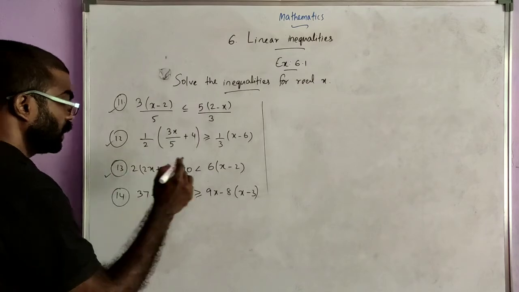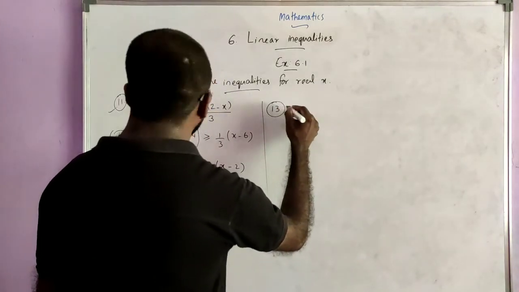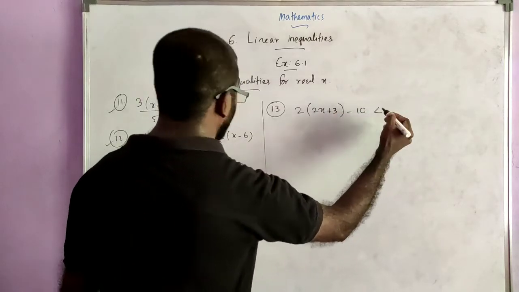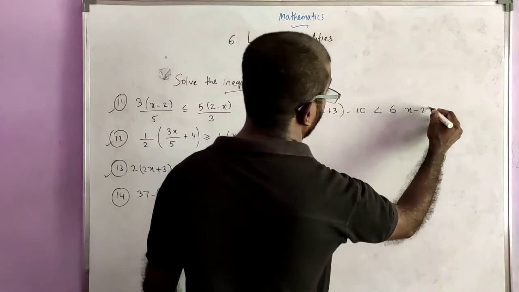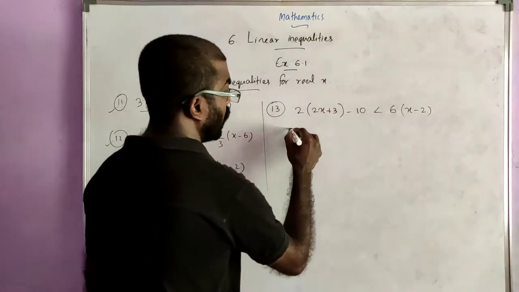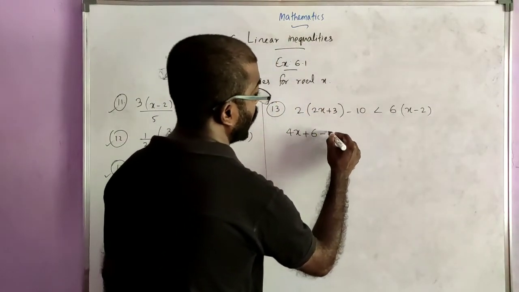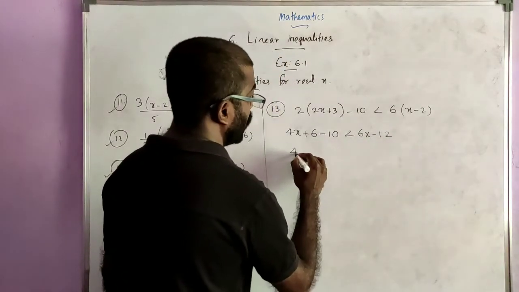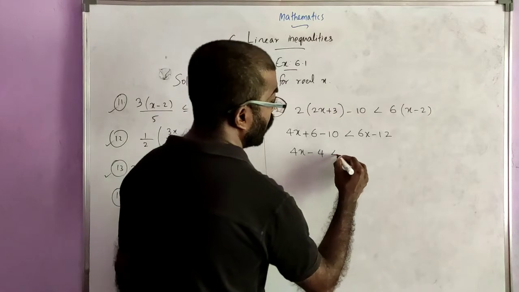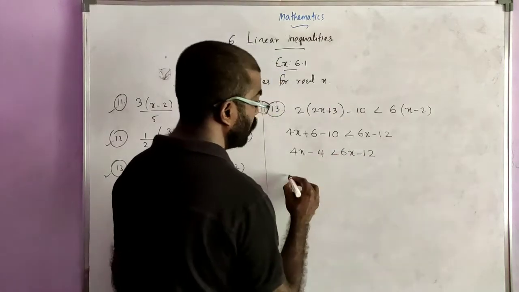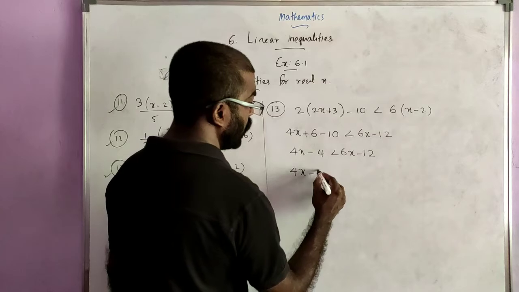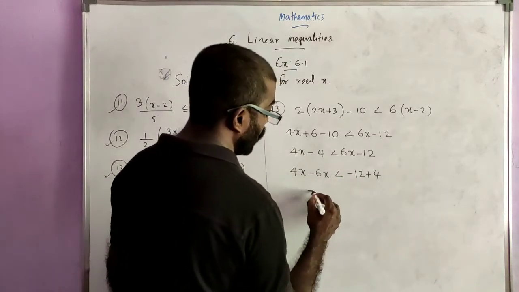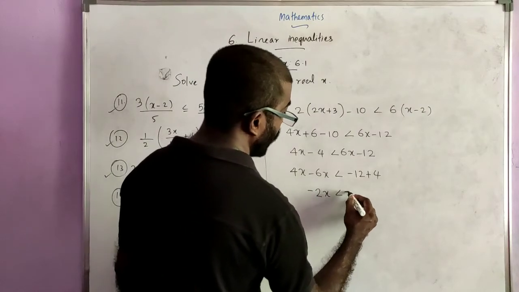Now we move on to question number 13. Here it is 2 into 2x plus 3 minus 10 less than 6 into x minus 2. Here we can multiply: 4x plus 6 minus 10 less than 6x minus 12. That is 4x minus 4 less than 6x minus 12. Now we can rearrange: 4x minus 6x less than minus 12 plus 4. That is minus 2x is less than minus 8.